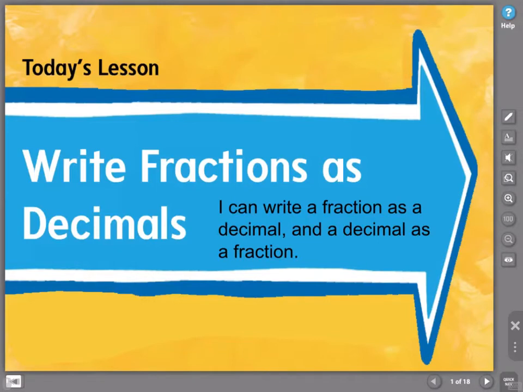Today's lesson is on how to write fractions as decimals. Our I can statement is I can write a fraction as a decimal and a decimal as a fraction.